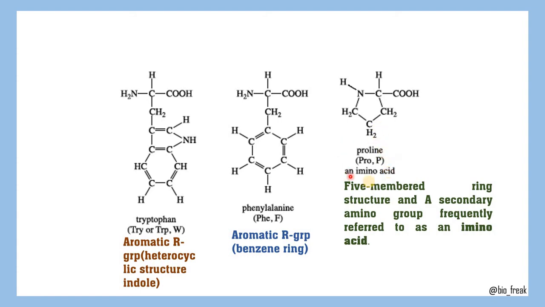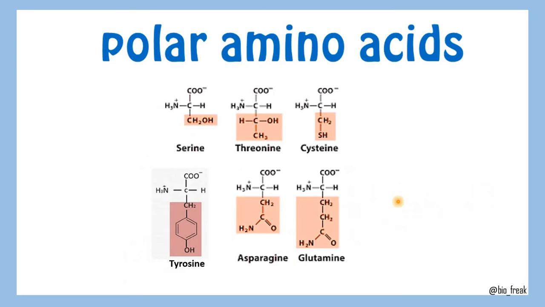Remember guys, this is the only amino acid that has a secondary amino group, and it is frequently referred to as an imino acid. Okay, and this also has this 5-membered ring structure. So what is this? This is proline. So this was all about the 9 amino acids which are non-polar. Let's move on to the polar amino acids.